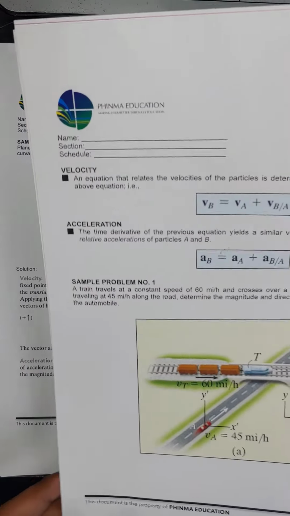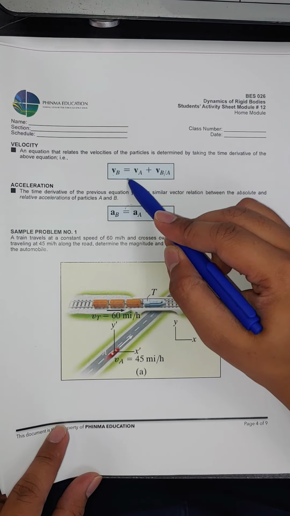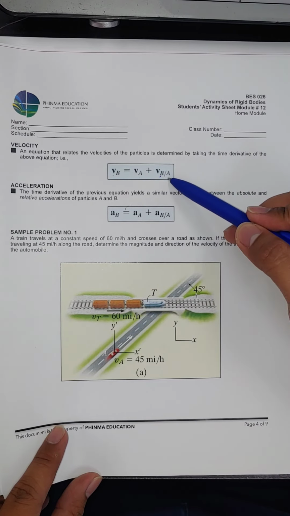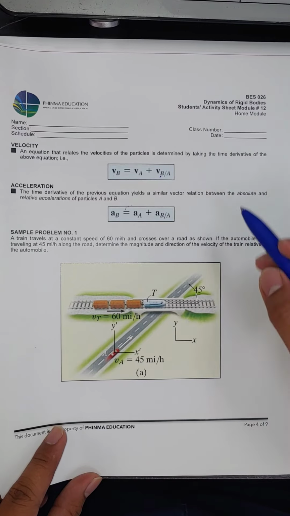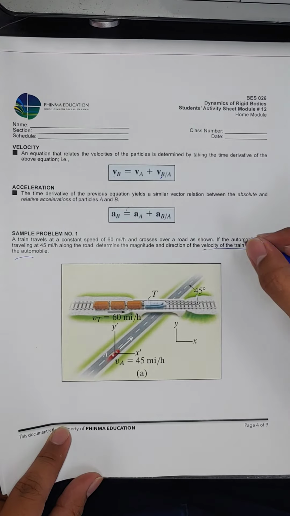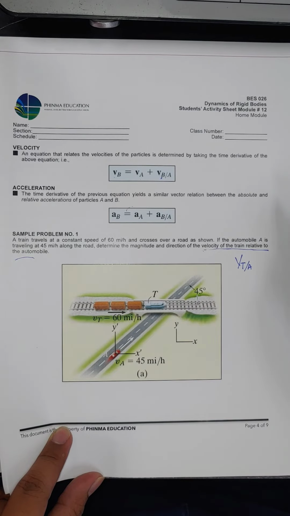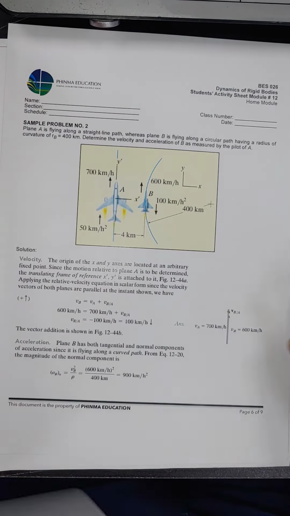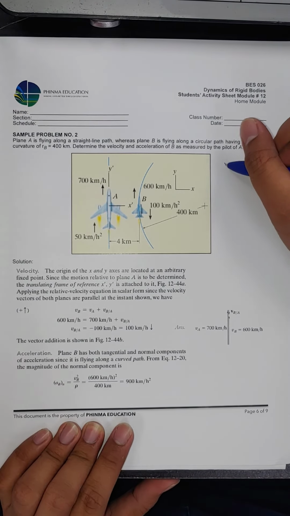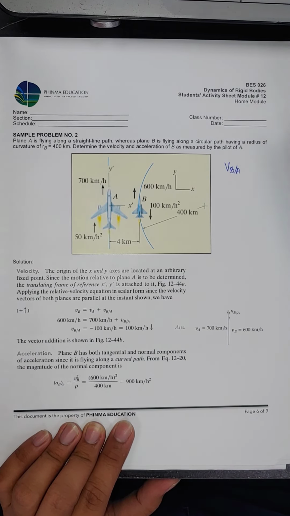Okay, so let's go back to the previous sample, right? The velocity of B is equal to the velocity of A plus the velocity of B relative to A, or velocity of B as measured to A. If you notice, we had the velocity of the train relative to the automobile. So here, we were asked the velocity and acceleration of B, the velocity of B as measured by the pilot of A. So that you will not be confused.